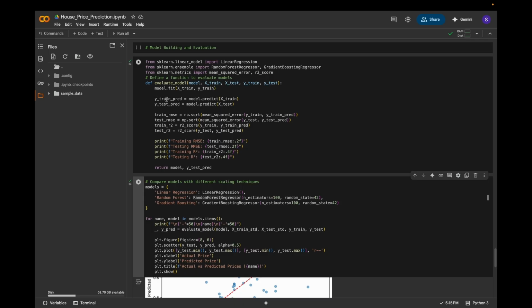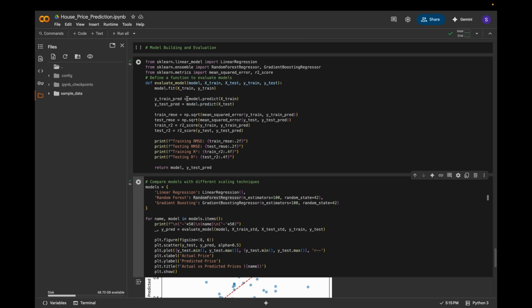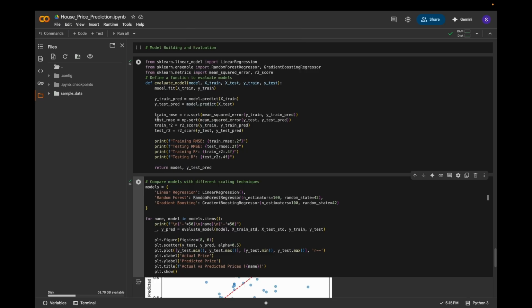Then we move on. y_train_predict is equal to model.predict(X_train), and then y_test_predict is equal to model.predict(X_test). The first line generates the price predictions on the same dataset used for training, and the second line generates the price predictions on new, unseen test data. These training predictions help us assess how well the model fits the data it learned from.